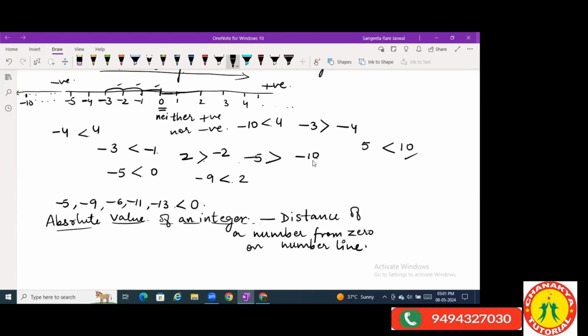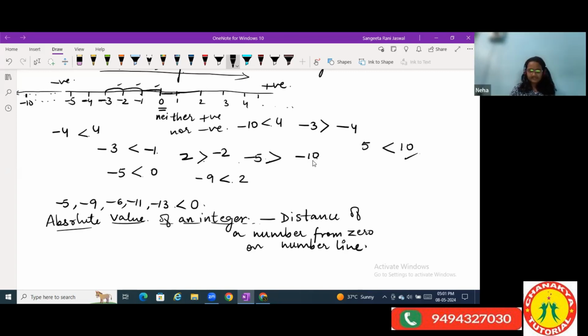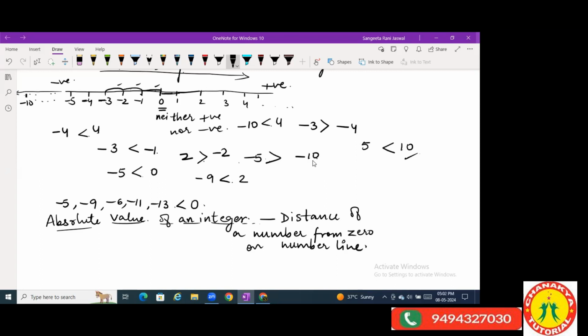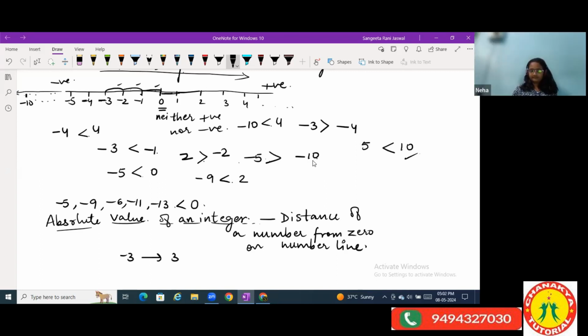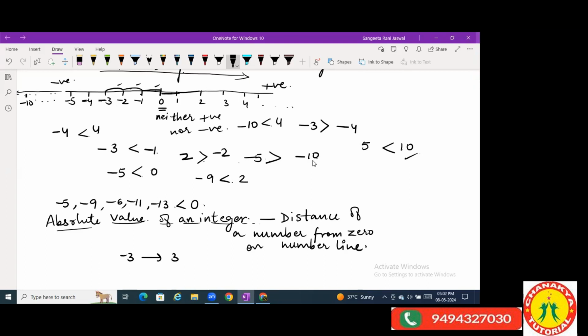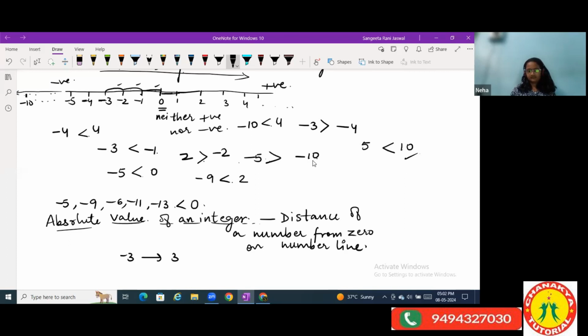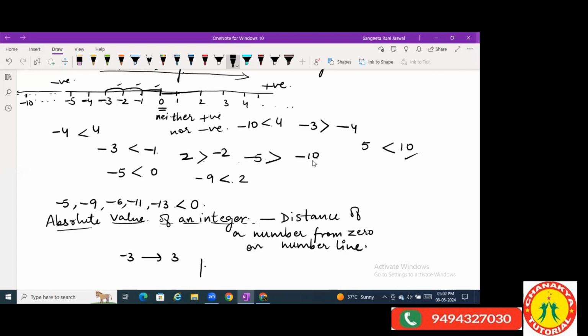So that is 1, 2, and 3 units. Are you understanding this? Yes, ma'am. So this is how much the distance of -3 from 0 is. So that is 3 units. And how do we write this absolute value? Absolute value is written like this. Suppose you tell me the absolute value of -3.